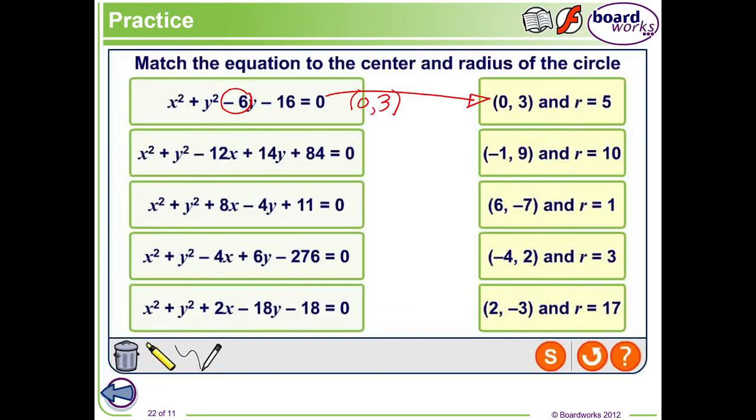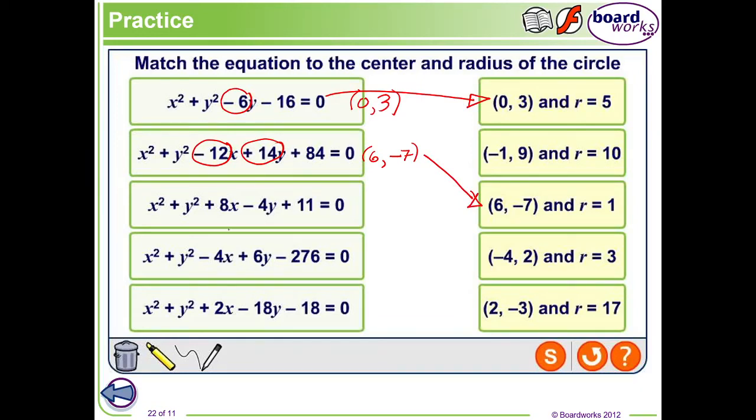Okay? Next. This one. We have negative 12. What is the opposite of negative 12? Positive 12. Positive 12 divided by 2 is 6. So meaning, 6 is our h. The 14, what is the opposite of positive 14? Negative 14. Negative 14 divided by 2 is negative 7. There you go. This is our answer.